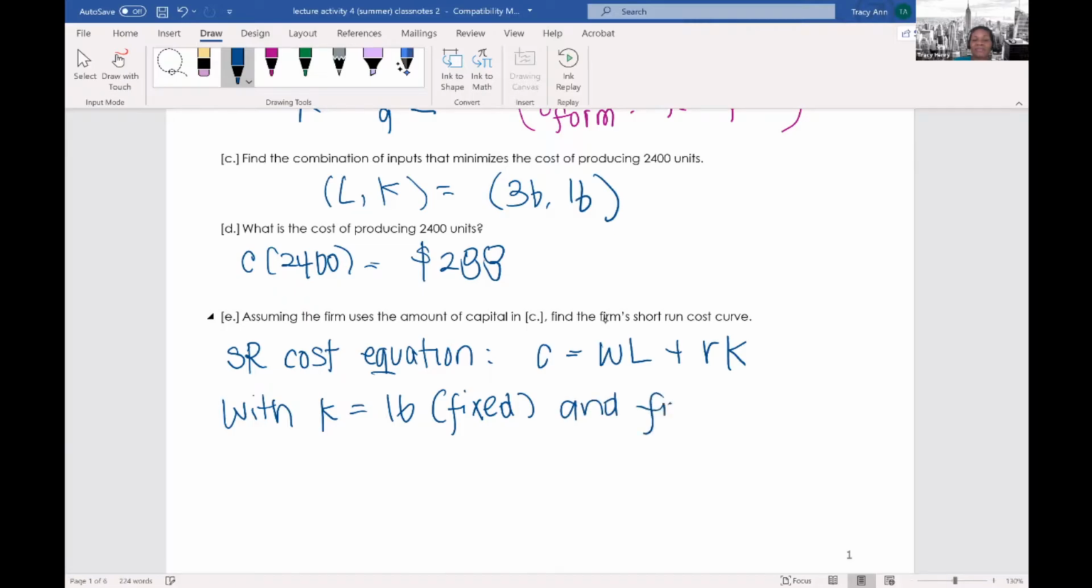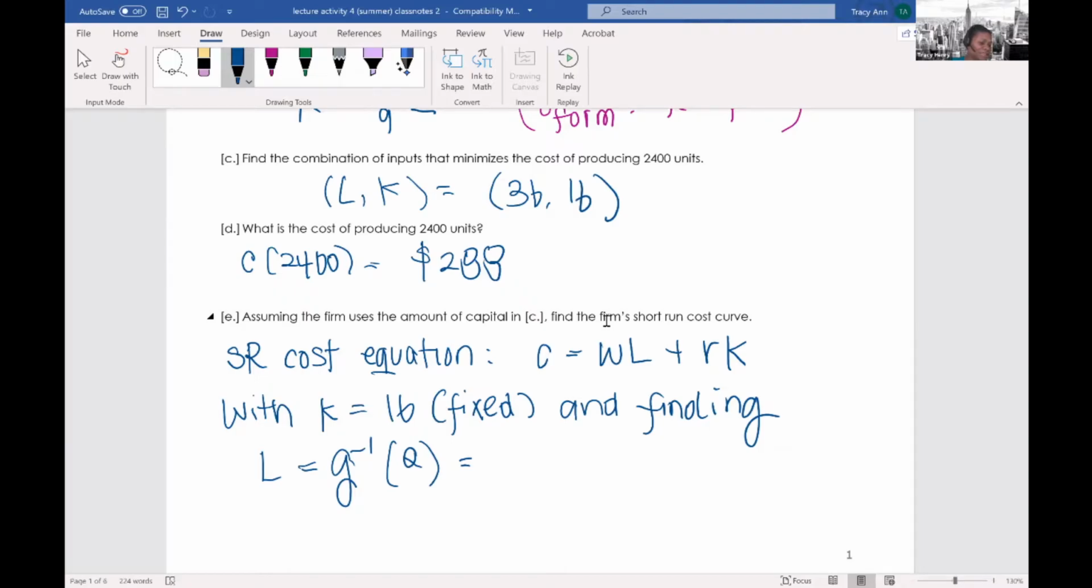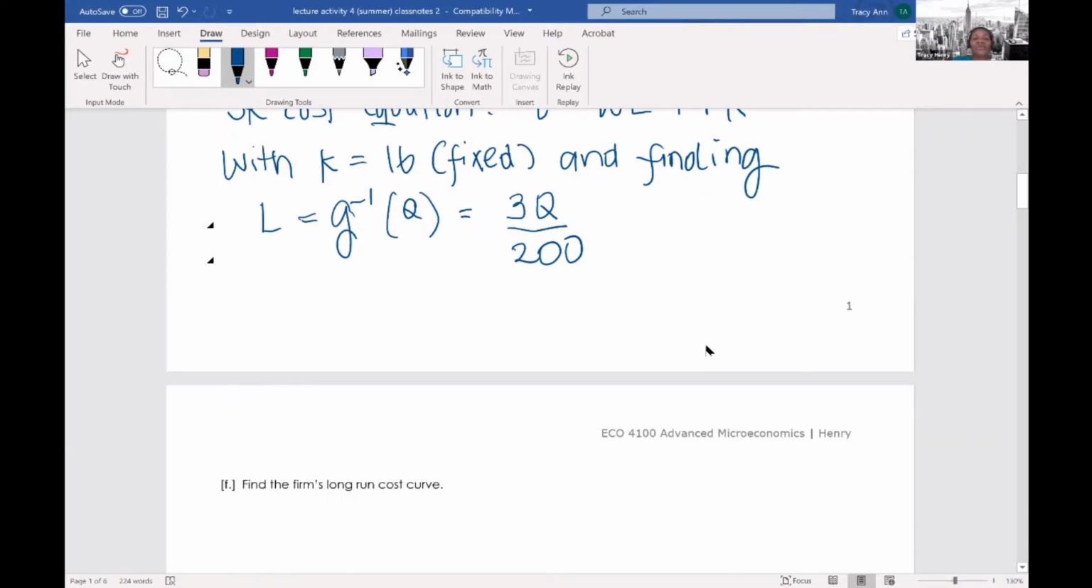and finding our labor as a function of quantity. Let me look at my cheat sheet, what that ended up being. Labor as a function of quantity ended up being 3Q over 200, right? So basically what we did is that we went to our production function and we wrote our production function as a function of labor. And even though we had the production function as a function of labor and capital, we could substitute for capital with that 16. And so that's how we got this L is equal to 3Q over 200.